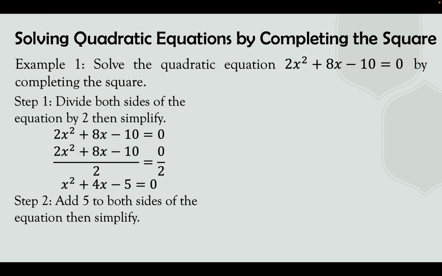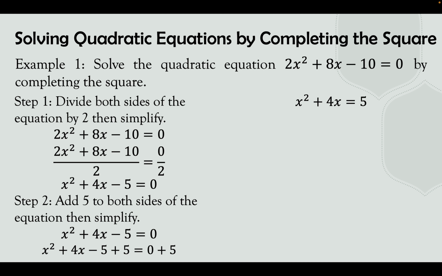We need to add 5 to both sides of the equation and then simplify. Since the second step is to have the terms with variables on the left side, and the terms that don't have a variable on the right side. So we have x squared plus 4x minus 5 plus 5 equals 0 plus 5. So we have x squared plus 4x equals 5.